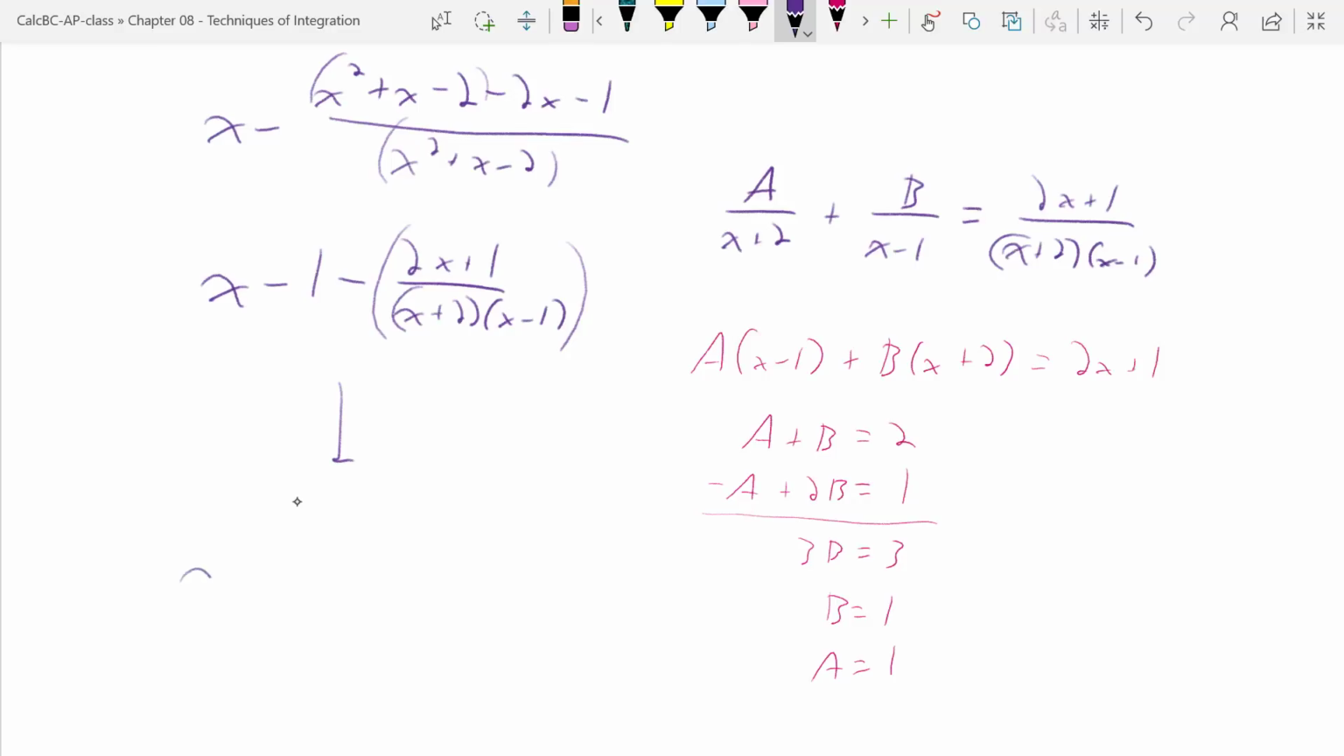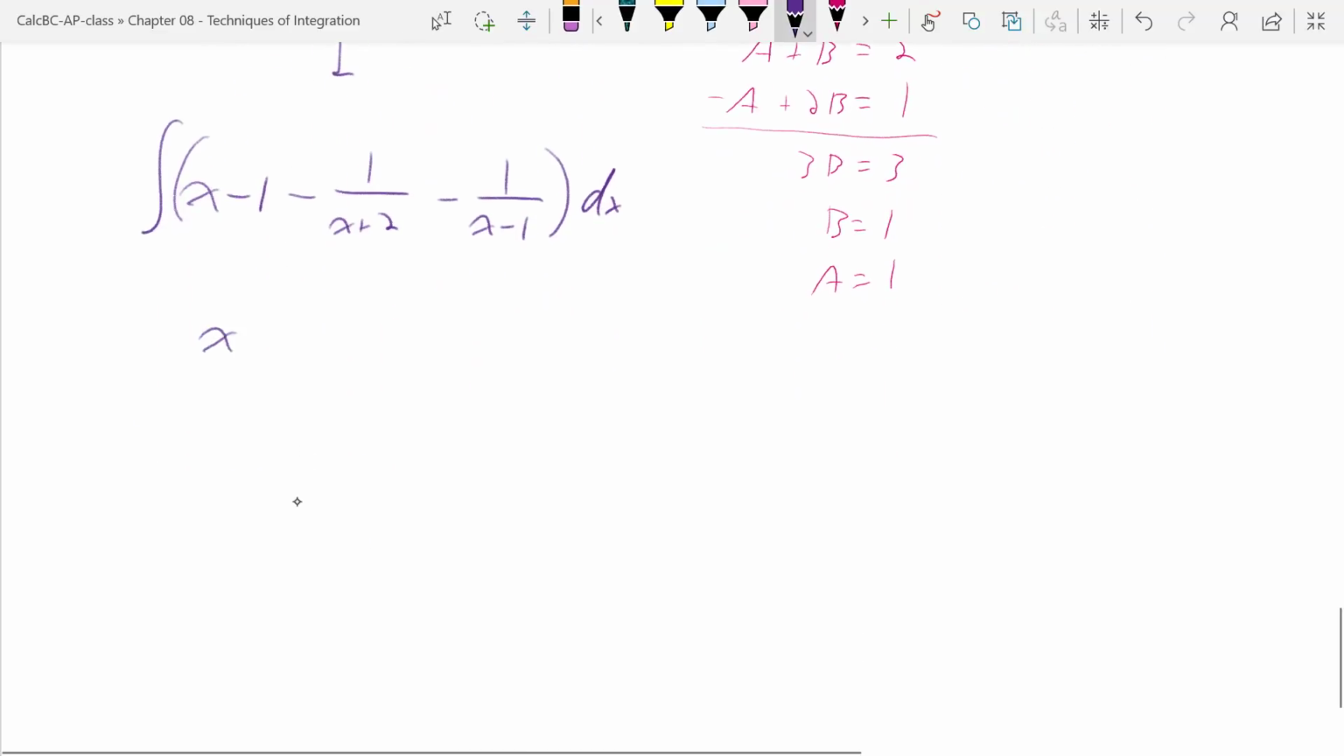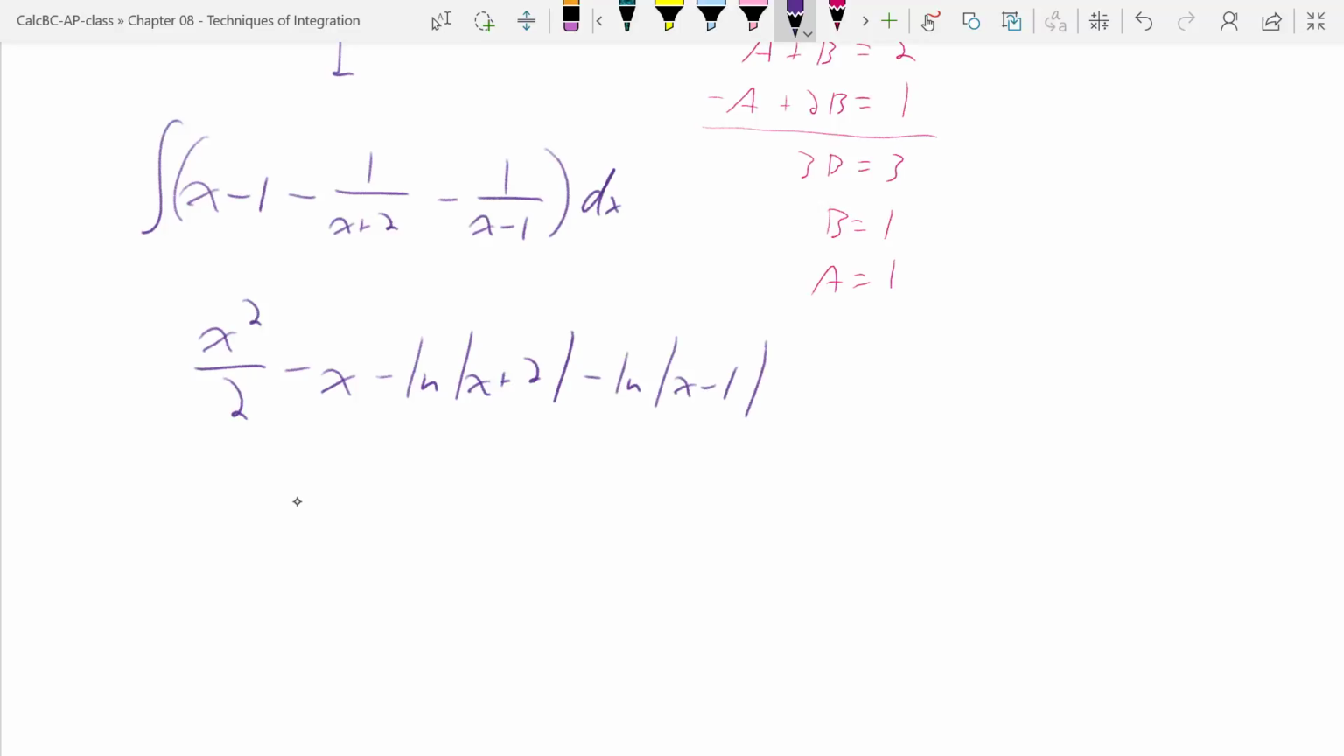I know that it's going to be x minus 1 minus, this negative is going to distribute, minus 1 over x plus 2 minus 1 over x minus 1, taking the integral with respect to x. So, integrate, we get x squared over 2 minus x minus the natural log of x plus 2 minus the natural log of x minus 1 plus c.